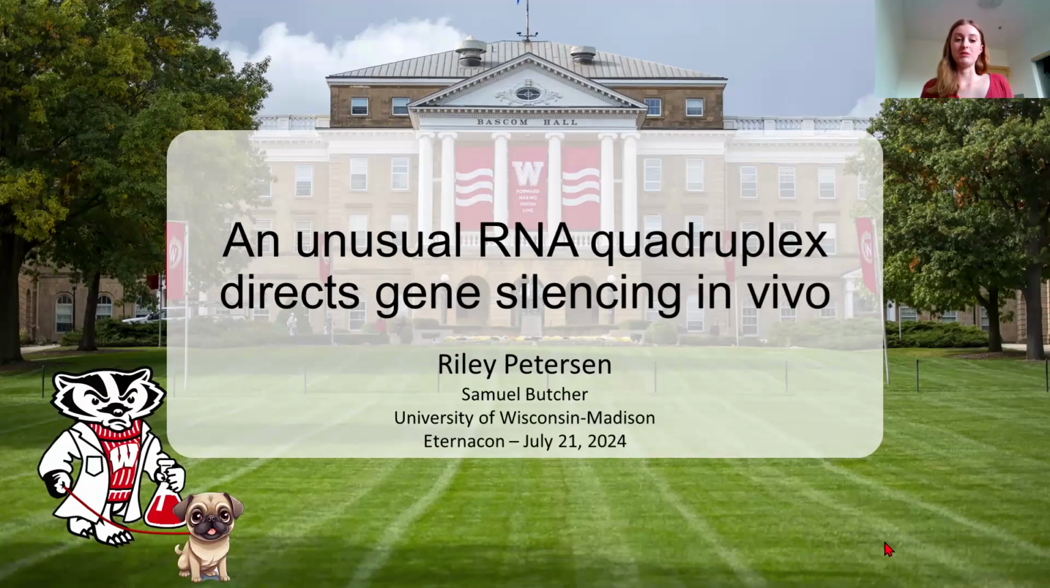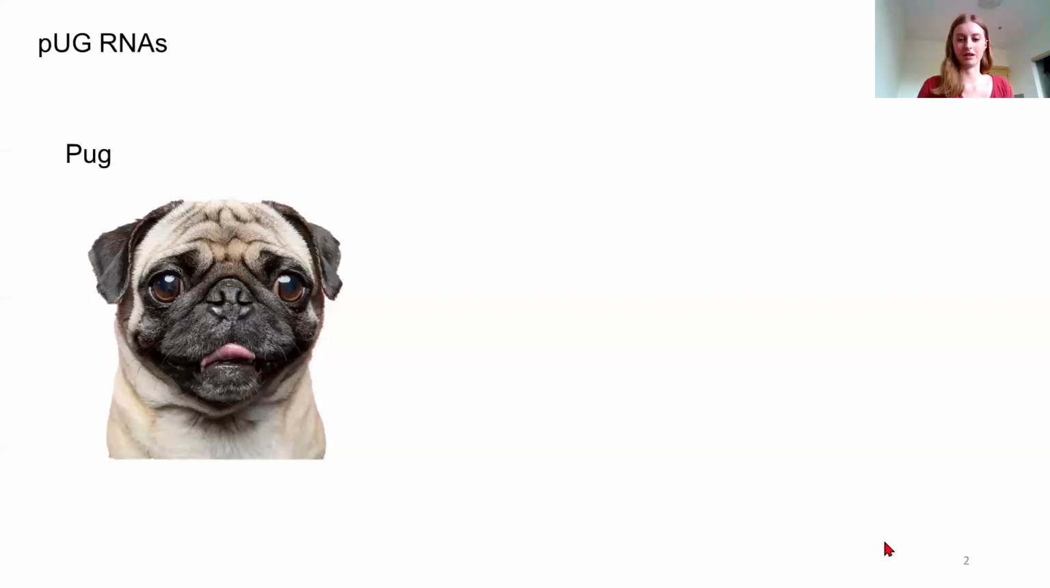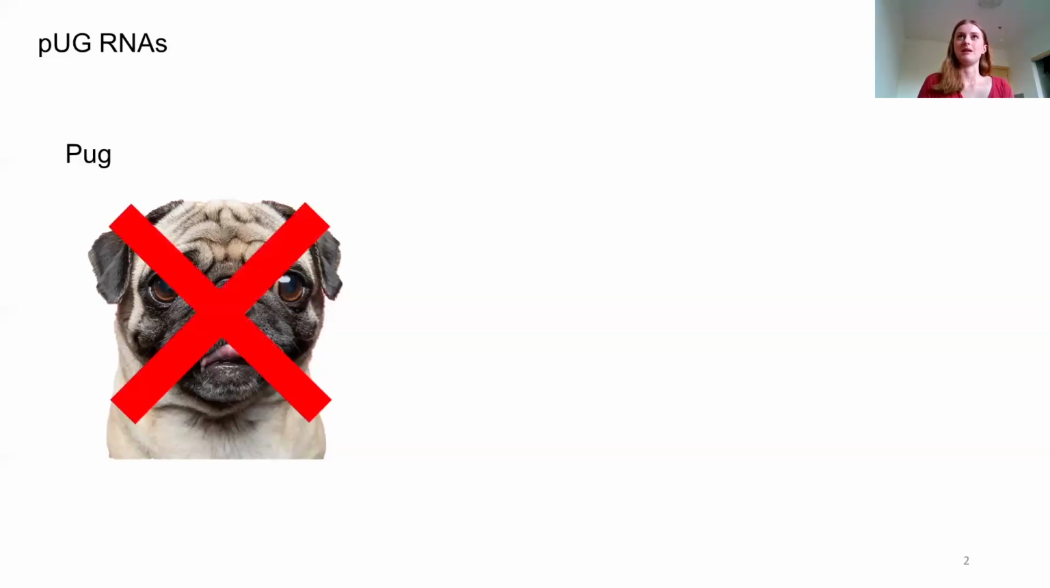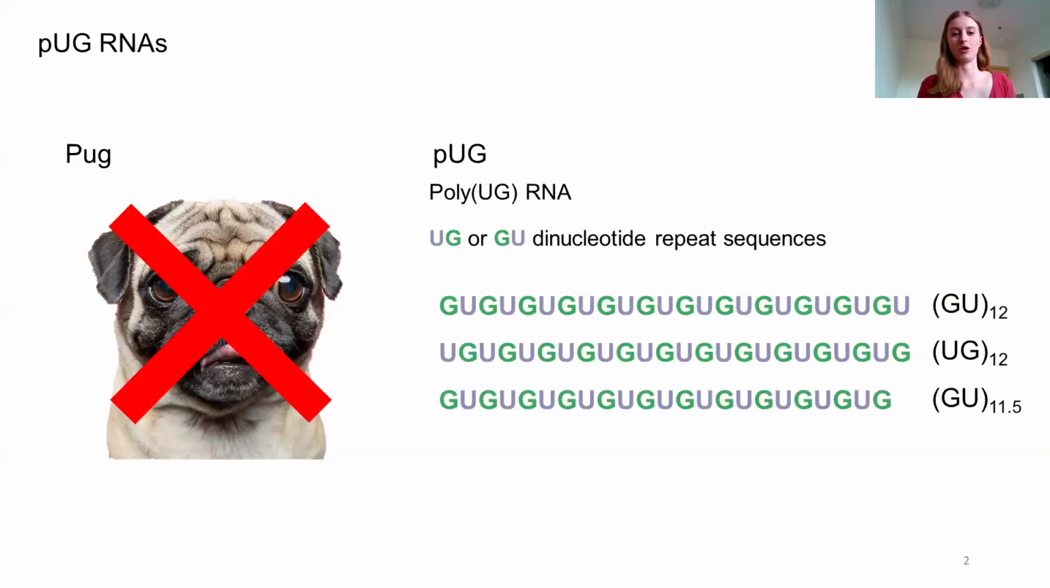And today I'm going to be talking to you about pugs. And no, I am not talking about the little dog with the flat face. I am instead talking about pug or poly-UG RNAs. So these are uracil guanine or guanine uracil, GU or UG repeat dinucleotide sequences.